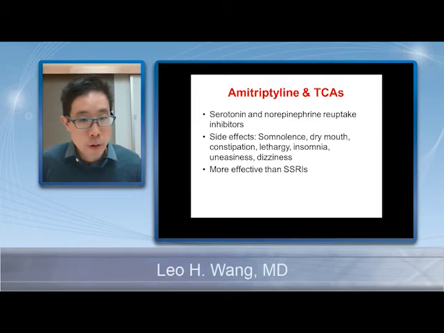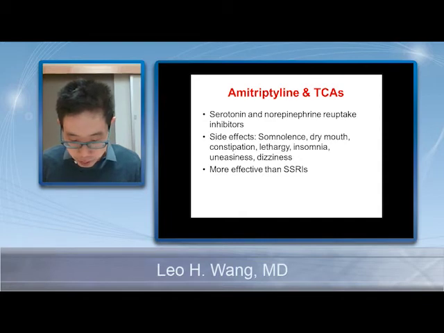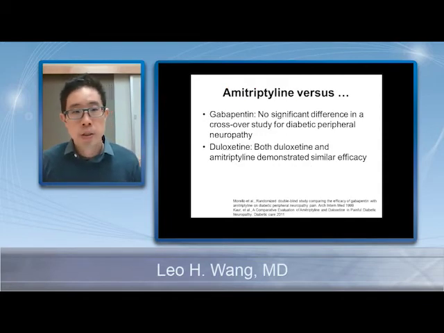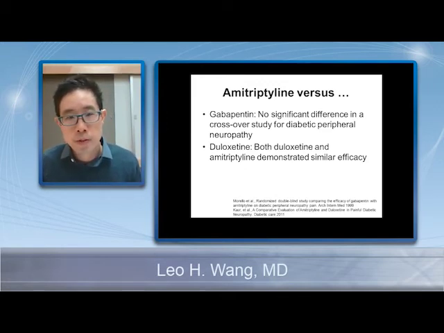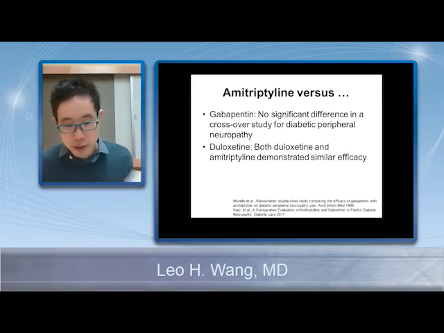The fact that they have more norepinephrine reuptake inhibitor qualities makes them more effective than SSRIs, selective serotonin reuptake inhibitors. In terms of amitriptyline versus other medications, if you compare it to gabapentin, there's no significant difference in the crossover study for diabetic peripheral neuropathy. For duloxetine, both duloxetine and amitriptyline demonstrated similar efficacy.